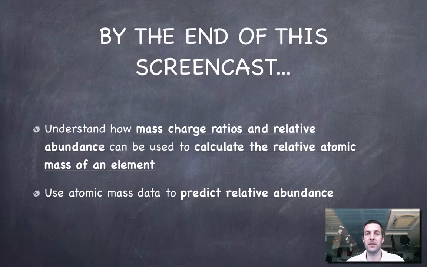Hopefully by this stage you understand how we can use mass charge ratios, so that's the atomic mass of the isotopes moving through the mass spectrometer, and the relative abundance of those isotopes to calculate relative atomic masses. And you can do the problem in reverse. You can predict what the relative abundance of isotopes will be if you know what the masses of those isotopes are and what the relative atomic mass is.